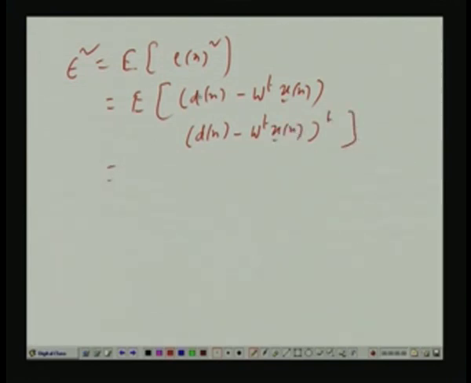Now, if we expand, E of d square n will give rise to the variance of the process d n, it is a stationary process. So, sigma d square, independent of n. Then one cross term is W transpose E of x n d n. E of x n d n we know, this is equal to what? P vector.